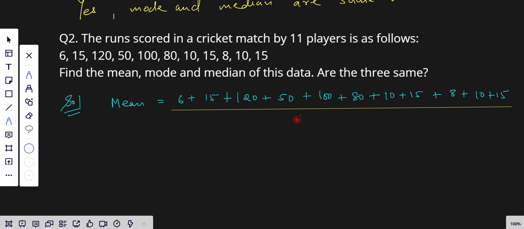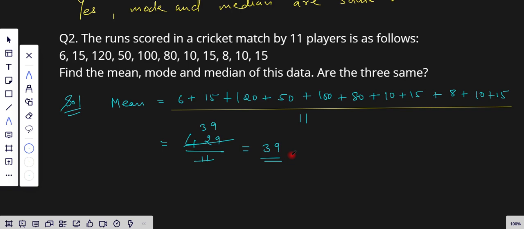Now when you add all these observations, the value that you will get is 429 divided by 11, which is, say, 11 threes are 33 and 11 nines are 99. So the mean of this data is equal to 39. I hope you people have understood what I'm saying.